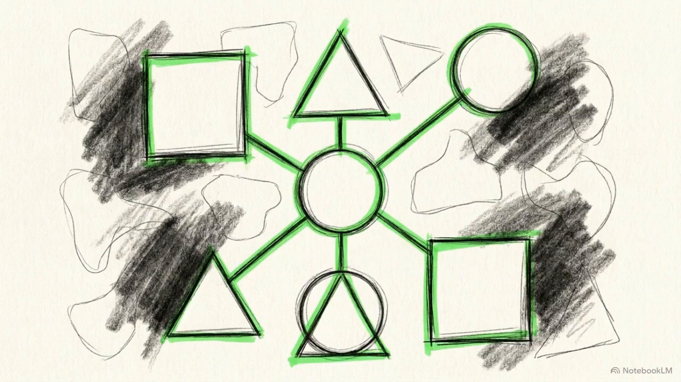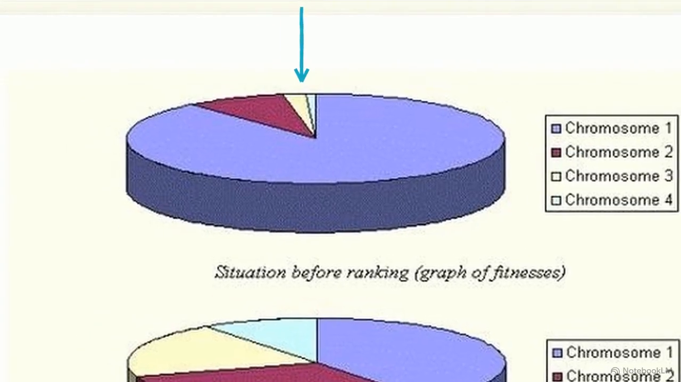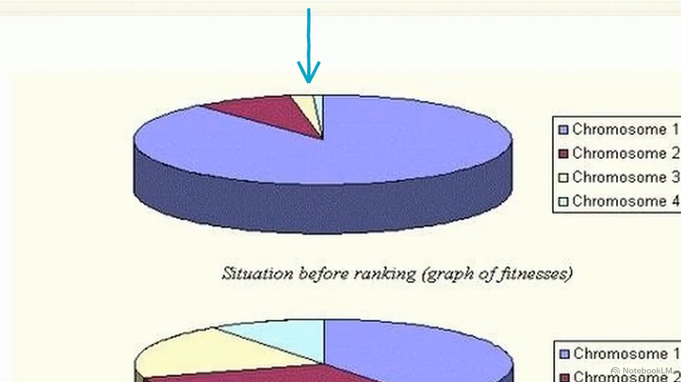Now the algorithm has to decide which of those surviving guesses get to breed the next generation. This is the selection phase. This is a pie chart showing a method called roulette wheel selection. The solution with the highest fitness gets the largest slice of probability. But look closely. Even the weaker solutions get a tiny sliver. They still have a chance to be chosen.